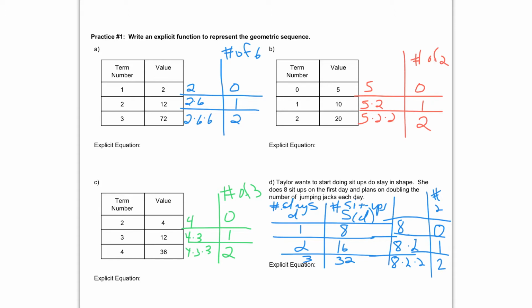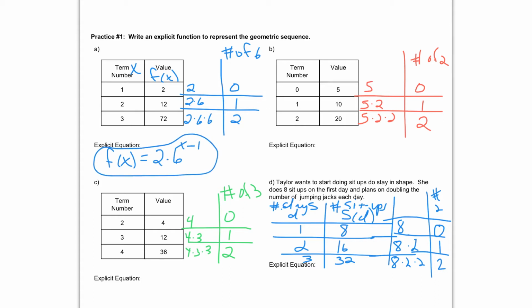And so what you should realize in letter A is that the number of 6's is 1 less than the term number. 1 is less than 2, 2 is 1 less than 3. So the answer here would be, and you can label these anything you want, I labeled this x and f of x. So I had f of x is equal to, I started with 2, multiplied by 6 each time, and again that number of 6's was 1 less than my x value, so I'm raising this to the x minus 1.